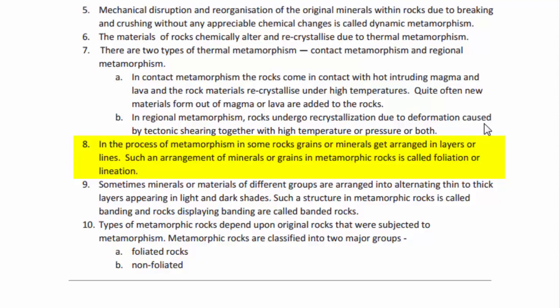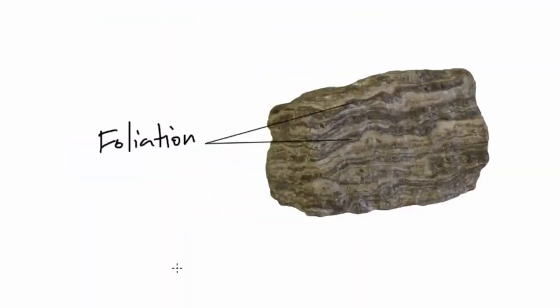In the process of metamorphism in some rocks, grains or minerals get arranged in layers or lines. Such an arrangement of minerals or grains in metamorphic rocks is called foliation or lineation. Now have a look at this picture. You see this horizontal line, a nice clear pattern sort of thing? This is called foliation or lineation.